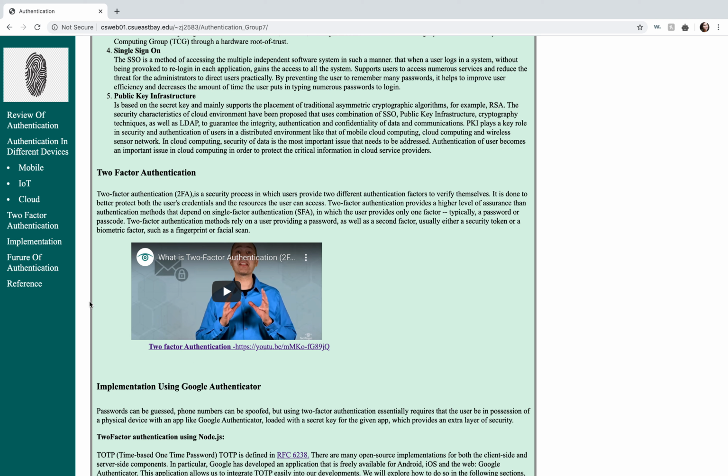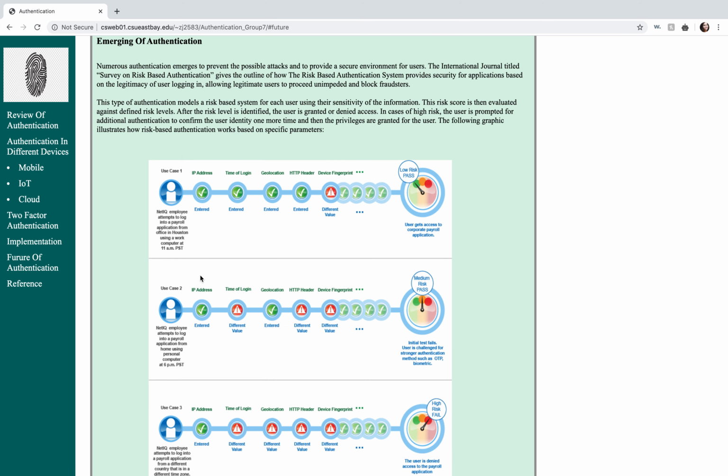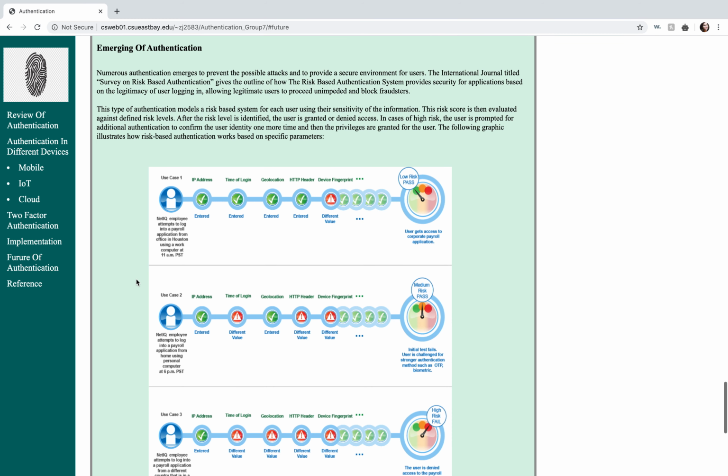Next we shall see the future of authentication. There is risk-based authentication, which is one of the popularly emerging techniques used nowadays. Risk-based authentication models the risk level whenever a user tries to log in or register.